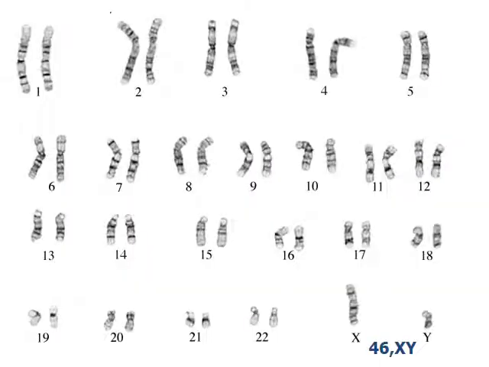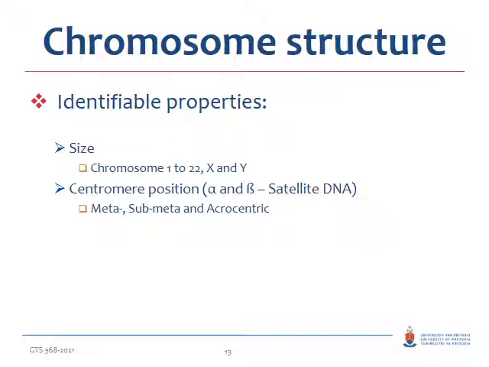And this is an example of a normal male karyotype containing 46 chromosomes, consisting of a diploid number of chromosomes 1 to 22, and an X and a Y chromosome. Under the microscope, the following properties can be identified. The size and the structure of the chromosomes are determined by the centromere position.